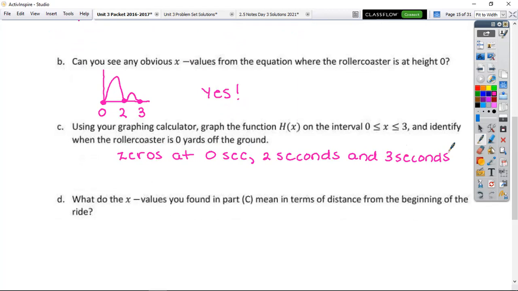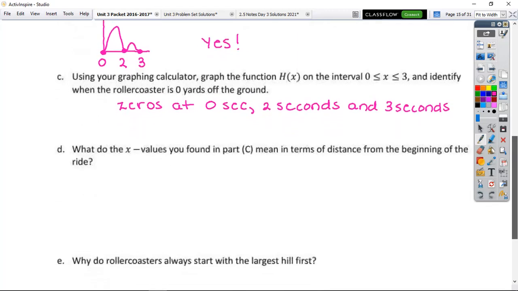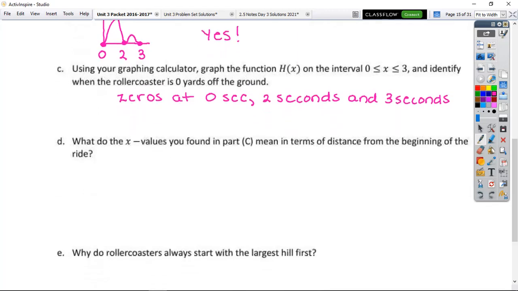Okay, so what do these x values mean in terms of your distance from the beginning of the ride? That is how many yards you are away from the starting point. So this is your yardage away from starting point.